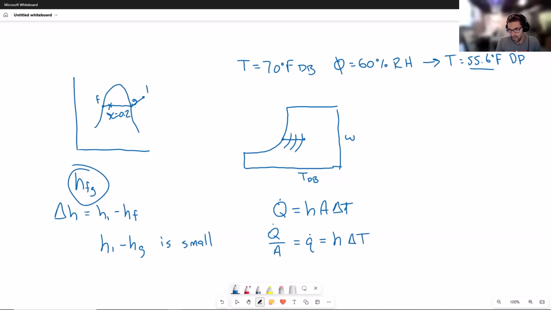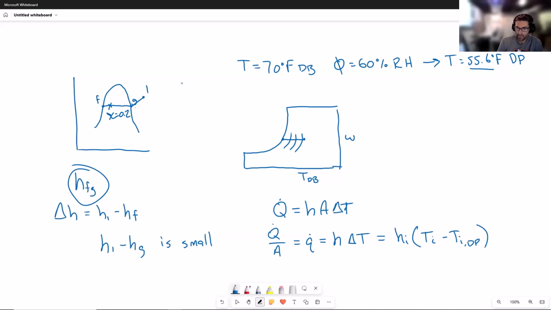What is h? Well, h is going to be h_i, the inside film coefficient, because it's the boundary between the ambient air inside the room and that first surface it hits, which is the inside of that glass. And that was given in the problem statement. And then the delta T is going to be the inside temperature, 70 degrees, minus the dew point temperature. I'll call it T_i,dP. And that dictates the maximum heat flux.